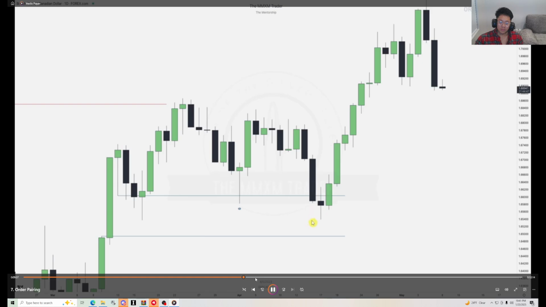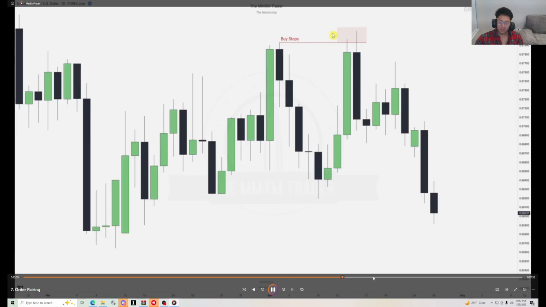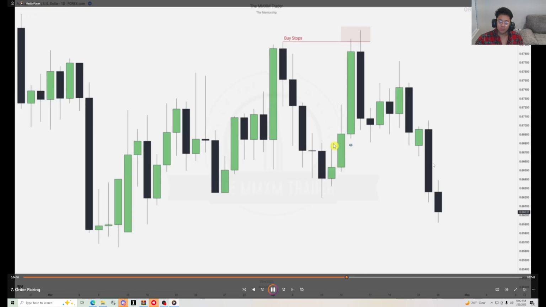So order pairing into a bold low, and liquidity accumulates their sell orders, right? So what do we do after we go from external? We go into internal, right? So where is our internal range liquidity? Boom. We've got this fair value gap here. We got one here too, though. But can you see something else? What are we seeing in this piece of price action over here?